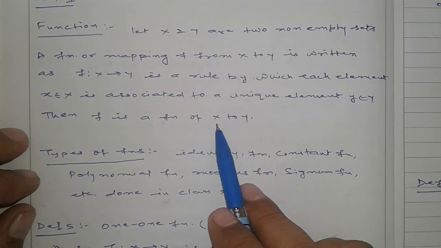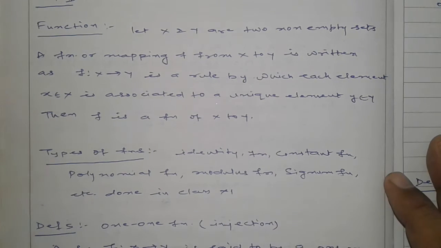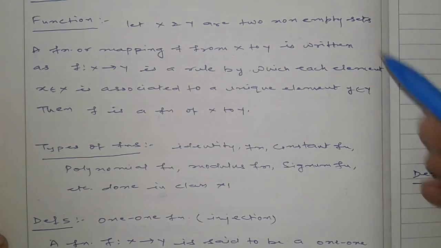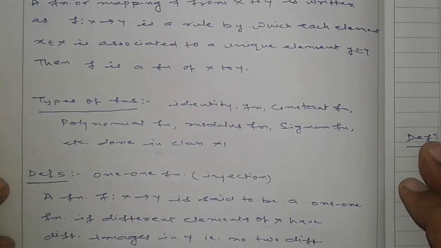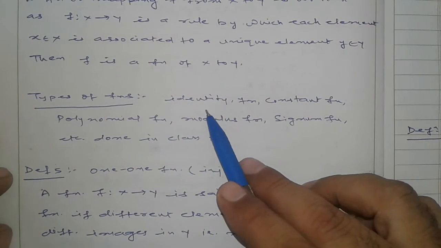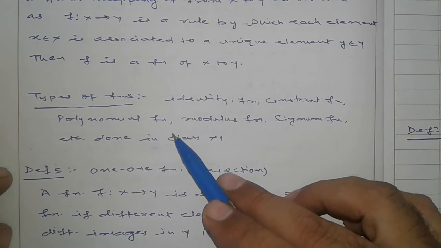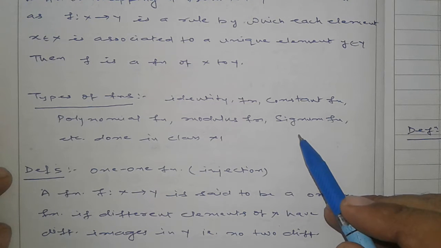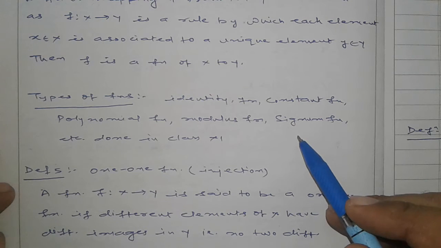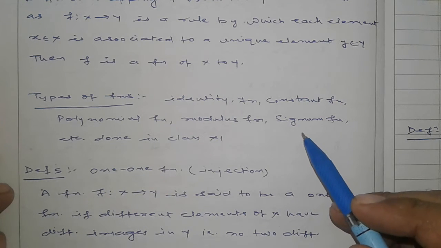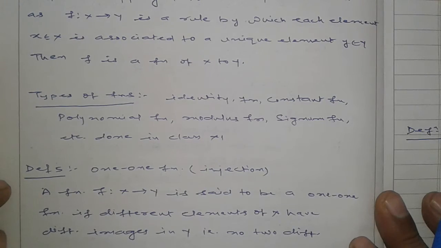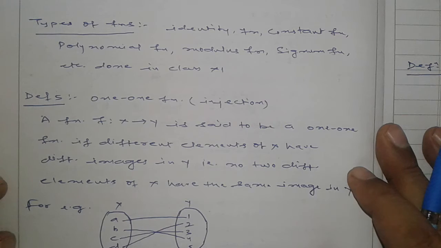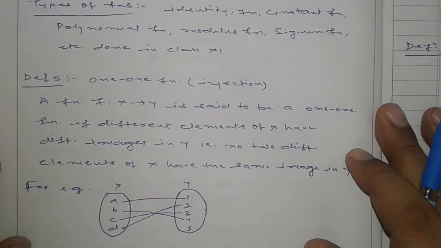from x to y. The types of function in 11th standard, this is just recapitulation of 11th class. Types of function, you did the identity function, constant function, polynomial function, modulus function, signum function, greatest integer function. These all are the types of function which we have done in class 11th. Now for class 12th, the first type of function is one-one function.